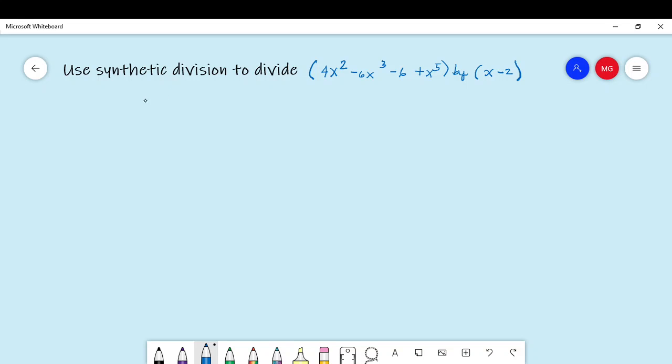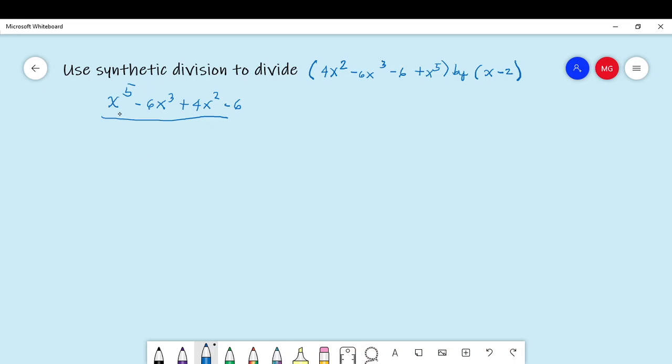So the first term to be written is x raised to 5, followed by negative 6x raised to 3, followed by plus 4x squared, and lastly minus 6. So this will be our polynomial expression written in standard form. So let us use synthetic division.